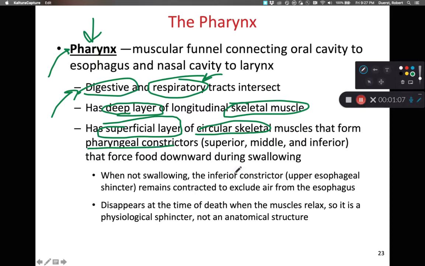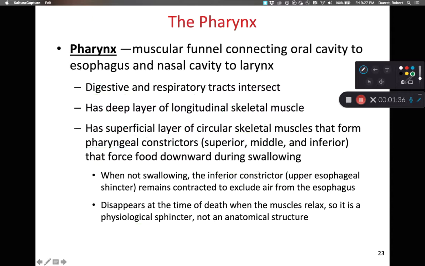And these constrictors are also going to aid with forcing food downward. When we're not busy swallowing, that inferior constrictor is known as the upper esophageal sphincter, keeps the esophagus pinched off so we don't have air going down into the esophagus. The constriction of the sphincters disappears at the time of death when all of our muscles relax, or most of our muscles relax. So this sphincter is not a physiological sphincter. It's not a specific anatomical structure that we can find in our bodies.